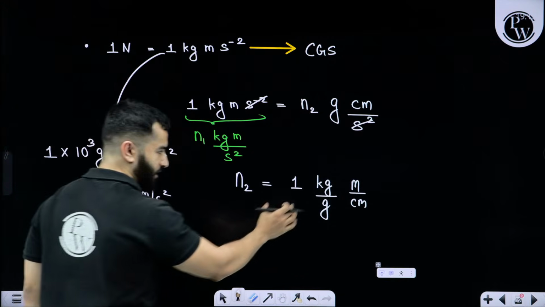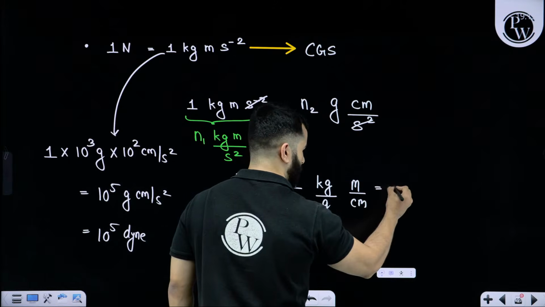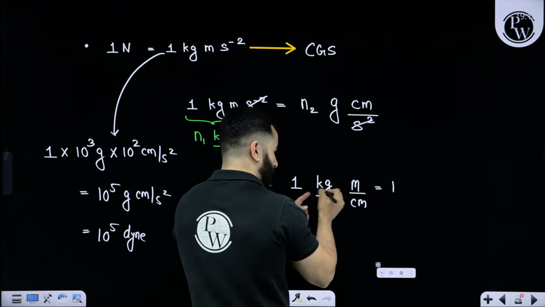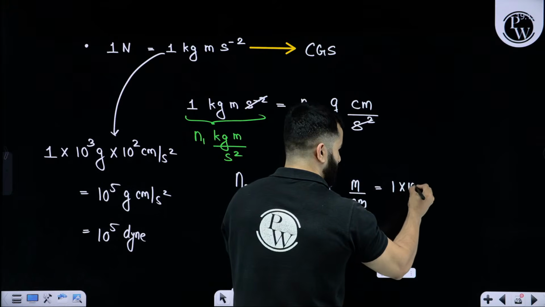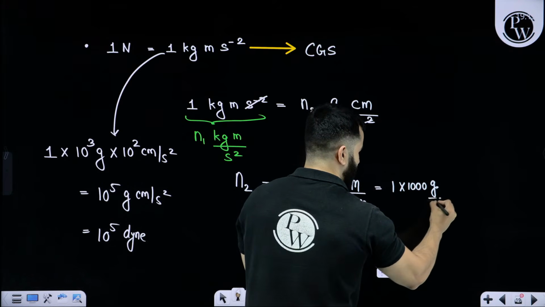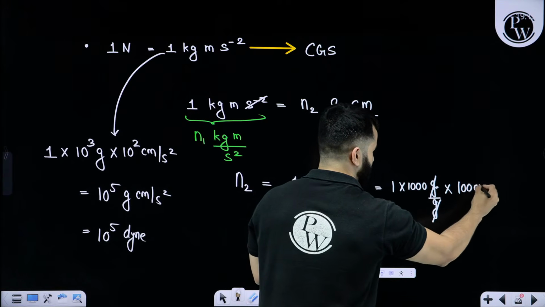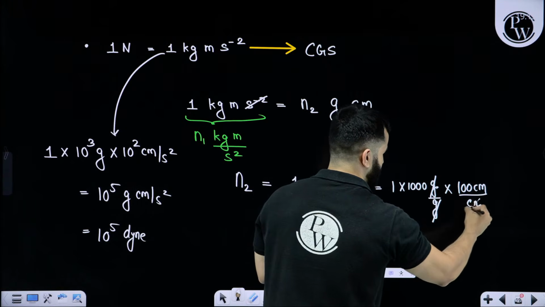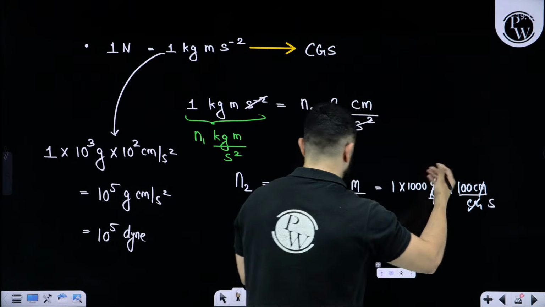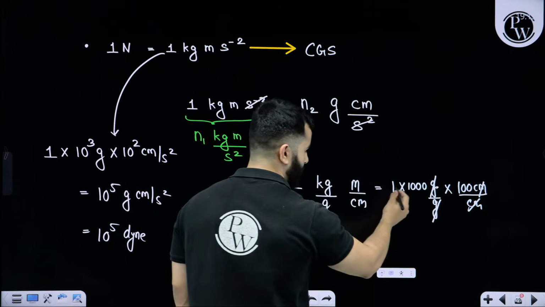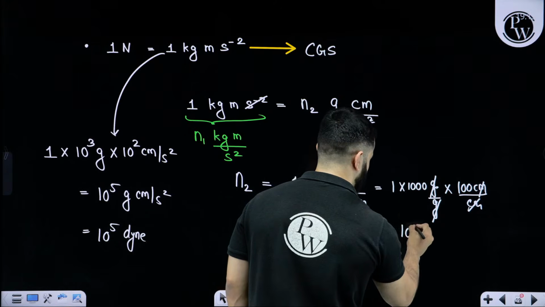So now after this step, what you can do is you can write down 1 kilogram can be written as 1000 gram. So gram divided by gram, gram cancel. Meter can be written as 100 centimeter, centimeter cancel. And per second, we don't have any problem with second square, it's already been cancelled. So this N2 comes out to be 10 to the power 5.